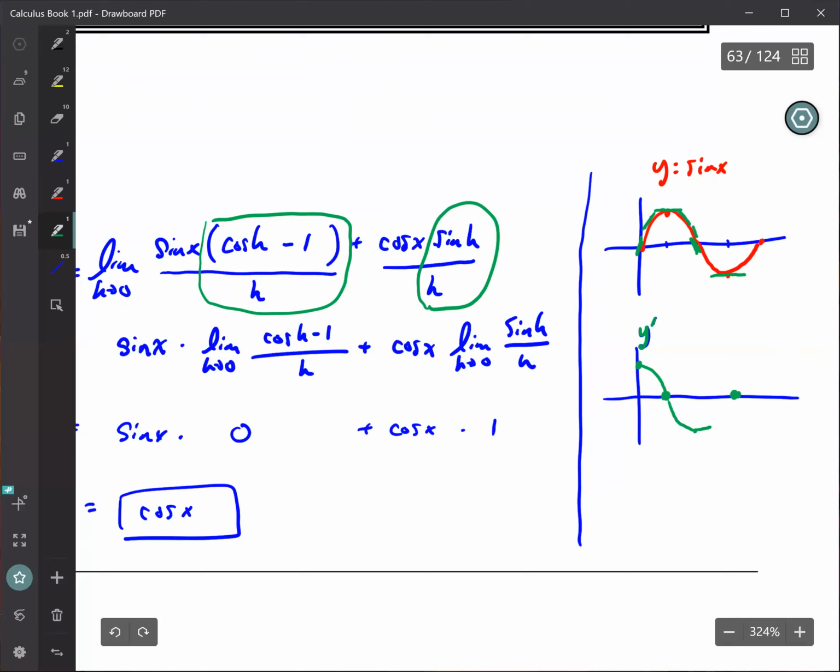And then a similar thing will happen. It will look like that. Okay, and then this one is the cosine x graph. So that's another way to understand it. It's not a proof, but it shows that it works. Okay?